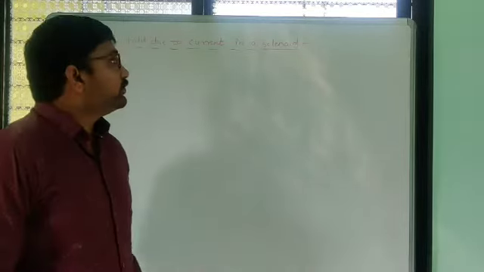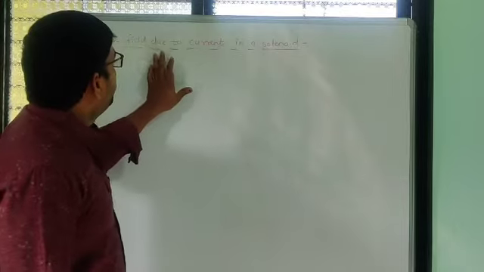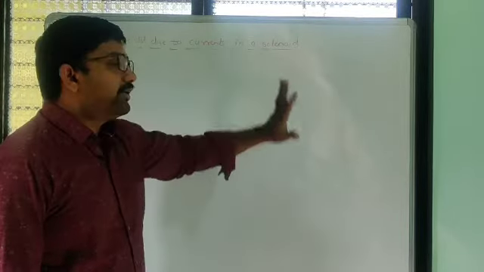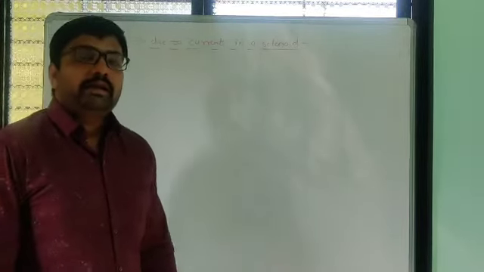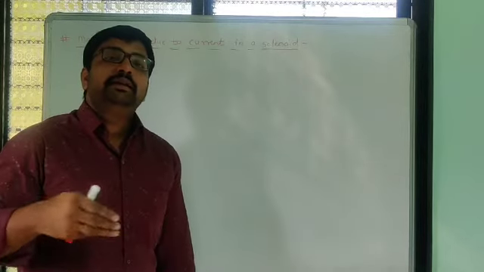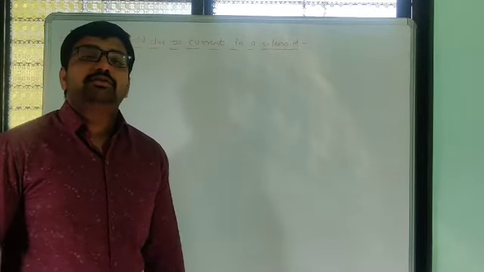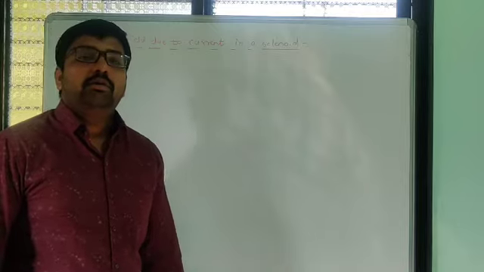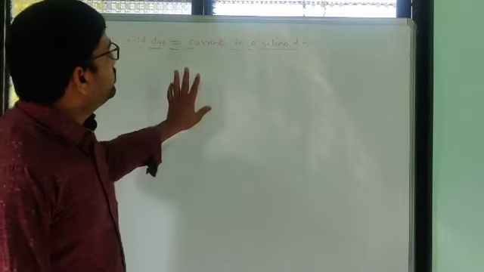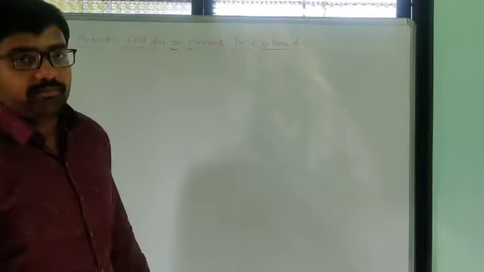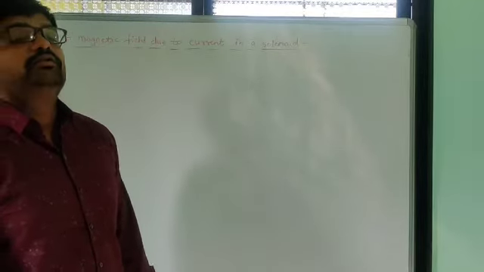Now today we have to see the magnetic field due to current in a solenoid. If we take a solenoid and electric current is passed through that solenoid, at that time how much magnetic field is produced around it, that we now have to see. First of all, we have to see what a solenoid is.